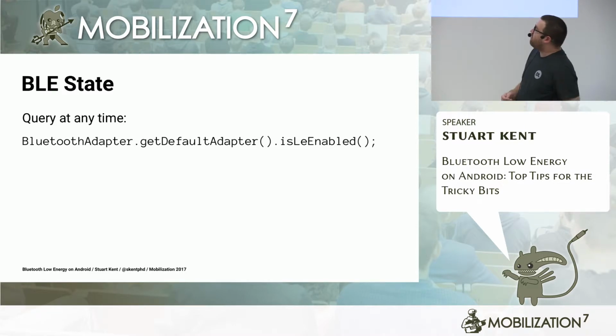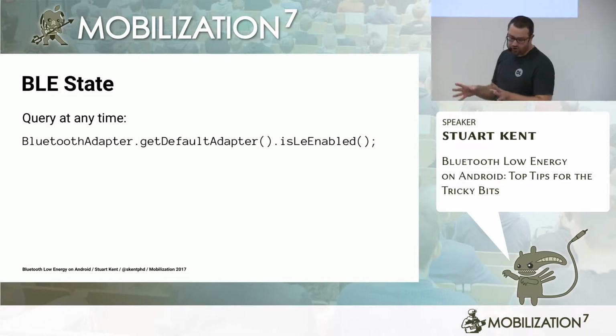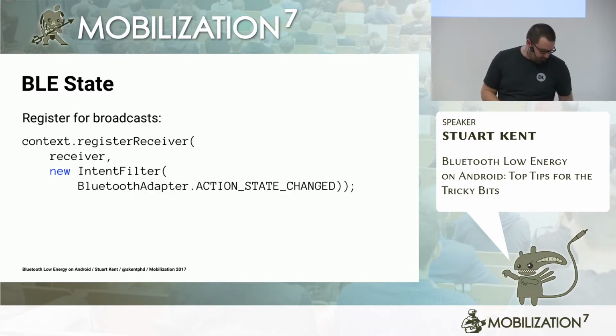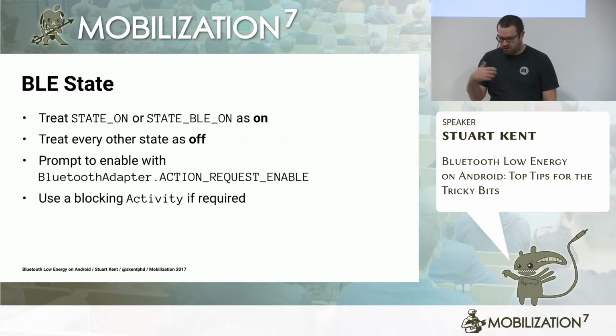The next thing is, once we've established that we have actual support for BLE, we probably want to know what the state of the BLE stack is on the device. You can query this at any time using isLeEnabled. And you can also register for broadcasts and receive notifications that way when the Bluetooth state changes. The correct action to use there is BluetoothAdapter.ACTION_STATE_CHANGED. When you receive those actions, or when you explicitly check, you should treat anything that's STATE_ON or STATE_BLE_ON as BLE is ready to go, and treat everything else as off. There are some weird states that can come through in there. Just wait until you have an explicit on before doing anything else.